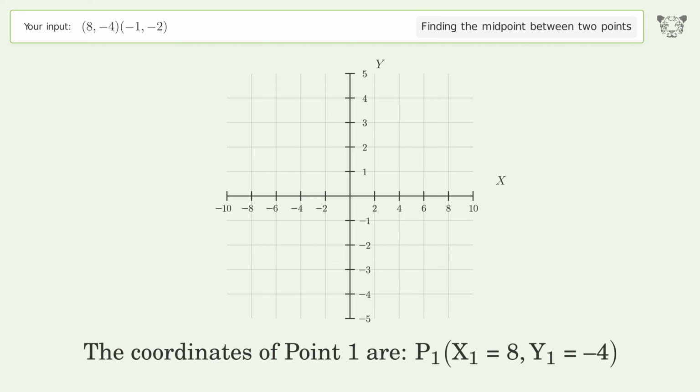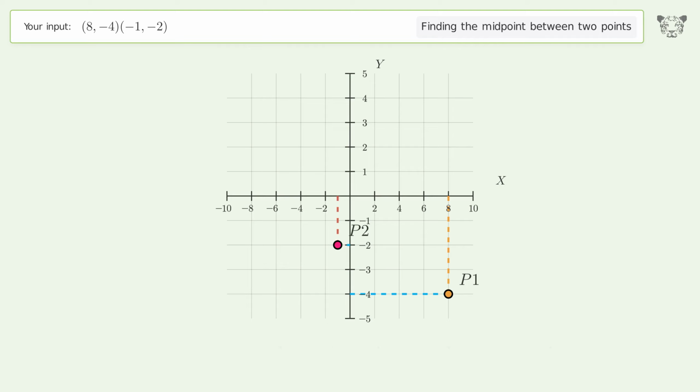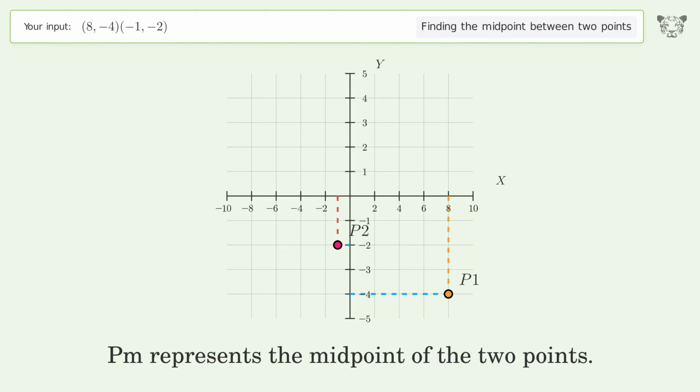The coordinates of point 1 are, x1 equals 8, y1 equals -4. The coordinates of point 2 are, x2 equals -1, y2 equals -2. PM represents the midpoint of the 2 points.